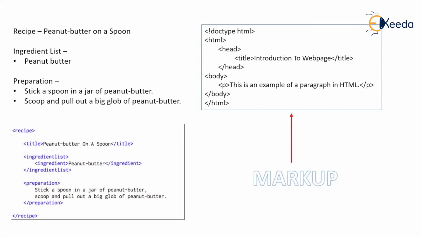Coming to the third word, which is language, it is a very easy thing, like the English language, Hindi language, Malayalam language. Just like that, computer language has the word language. So these three words combined together make hypertext markup language.